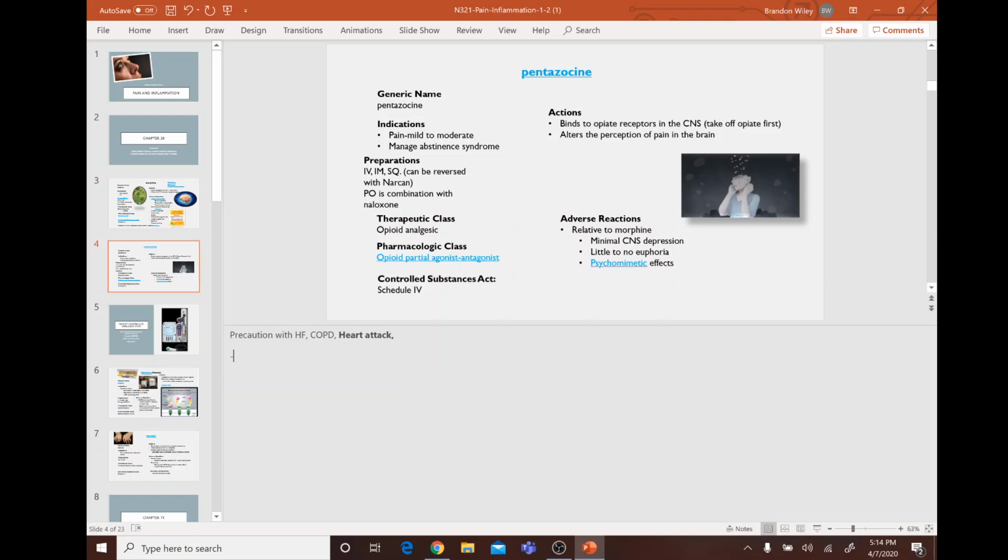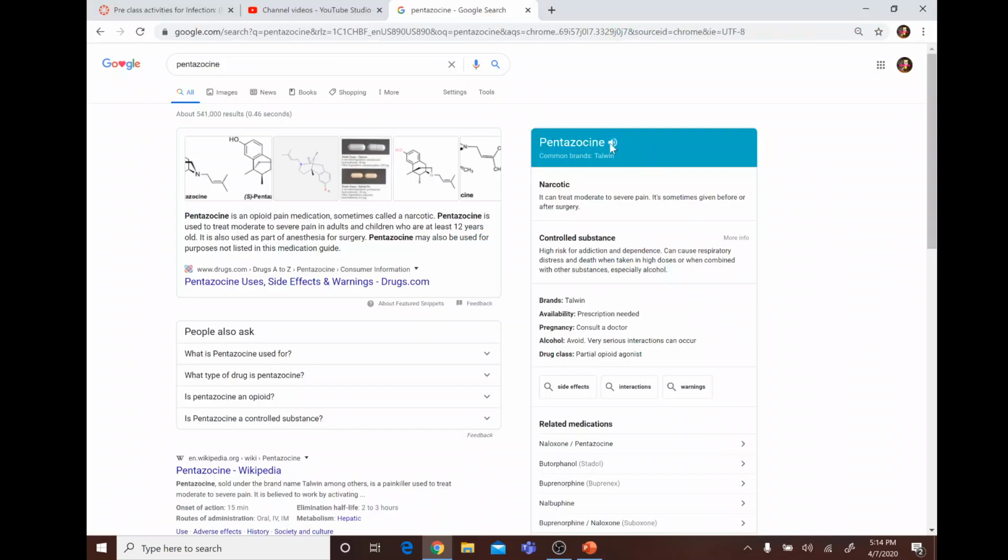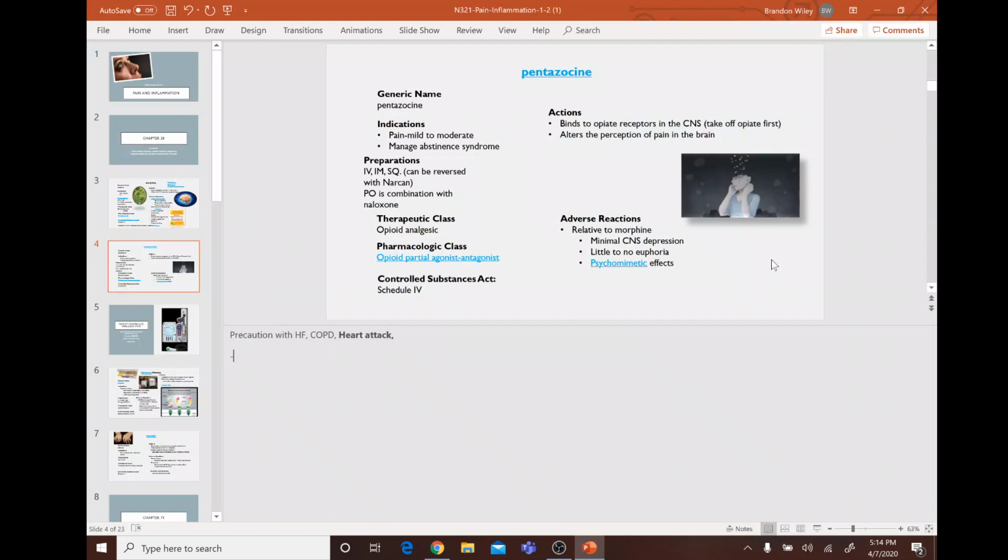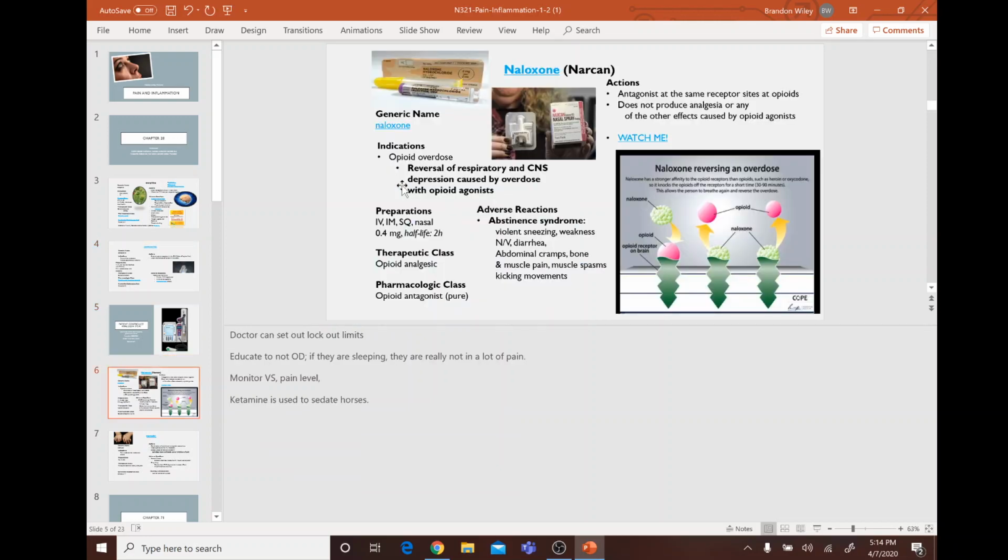What are the actions of pentazocine? Binds to opiate receptors in the CNS and alters the perception of pain in the brain. So with the opioid, you want to take off opiate first. What are the adverse reactions of pentazocine? Kind of like morphine, minimal CNS depression, little to no euphoria, psychomimetic effects. So what types of patients do you have to be cautious with when taking pentazocine? Heart failure, COPD, and heart attack patients.